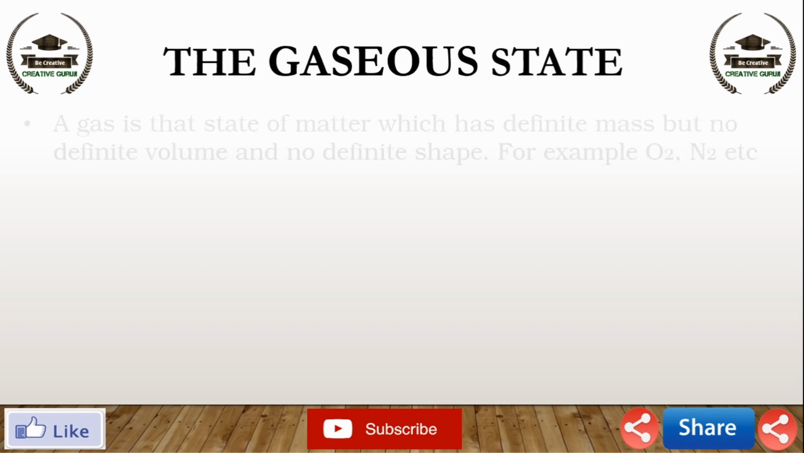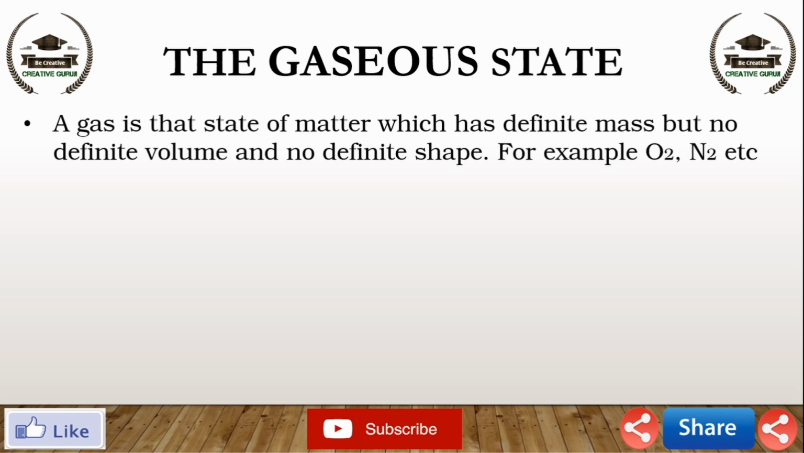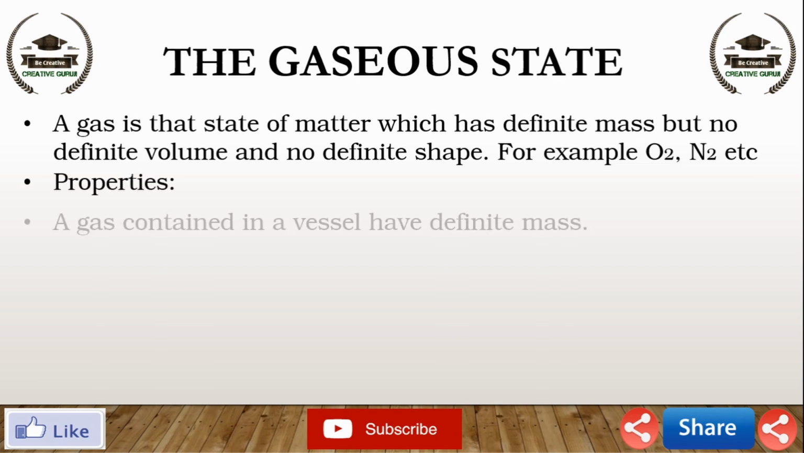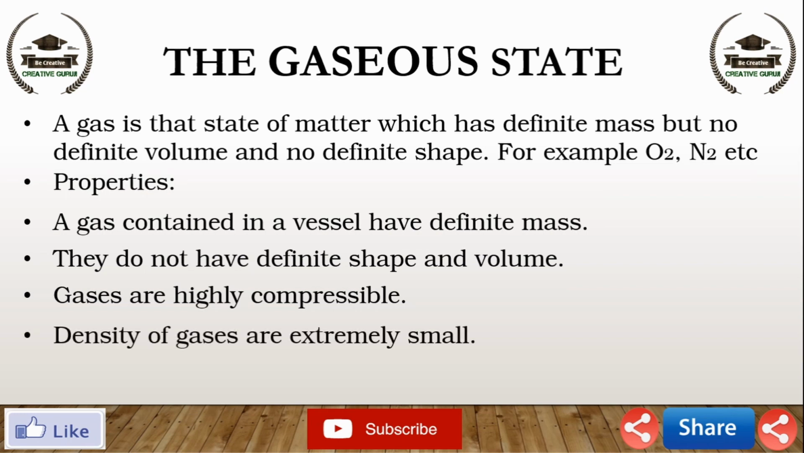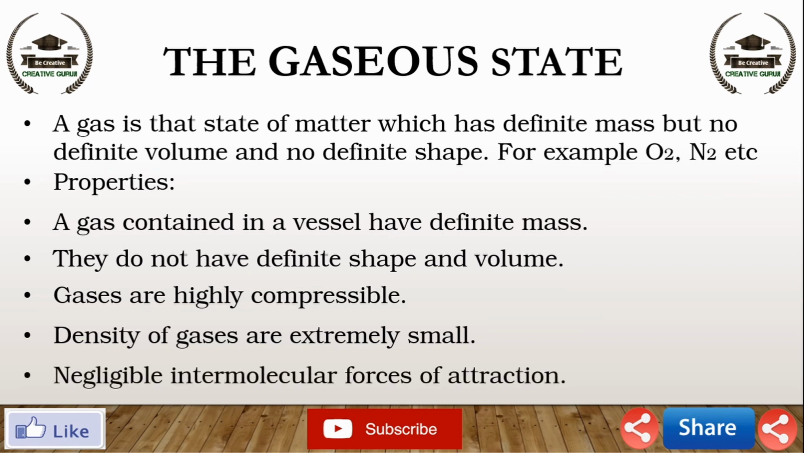A gas is that state of matter which has definite mass but no definite volume and no definite shape. For example, oxygen, nitrogen, etc. Properties: a gas contained in a vessel has definite mass. Gases do not have definite shape and volume. Gases are highly compressible. The density of gases is extremely small. Negligible intermolecular forces of attraction.